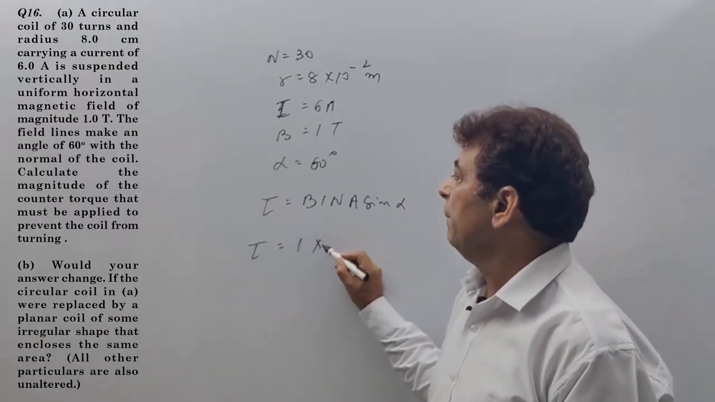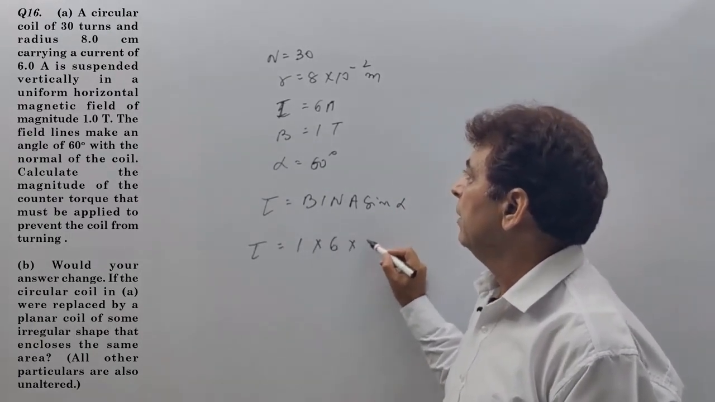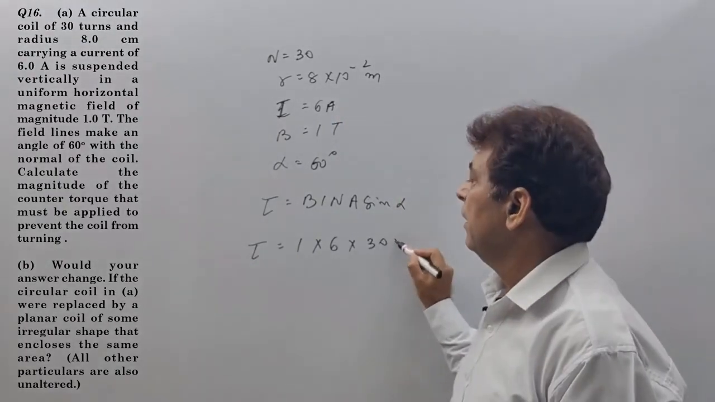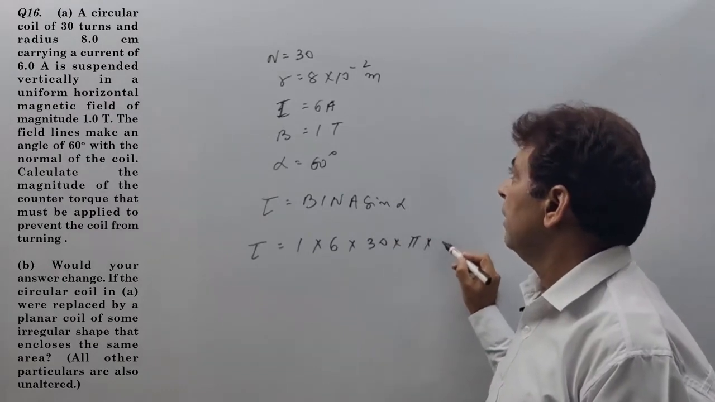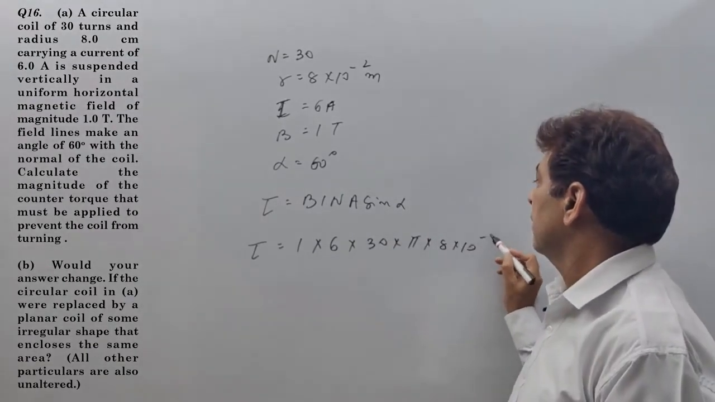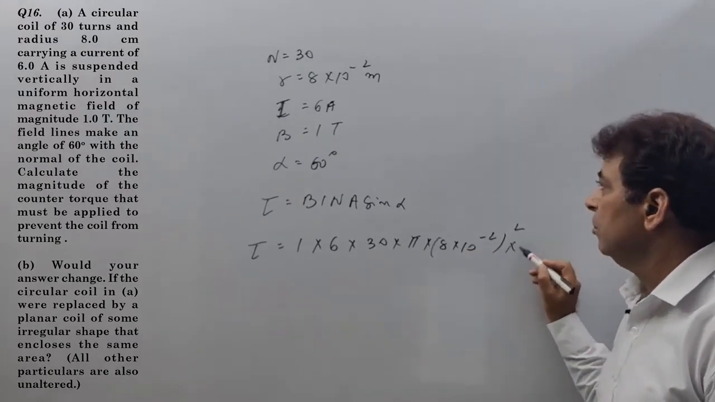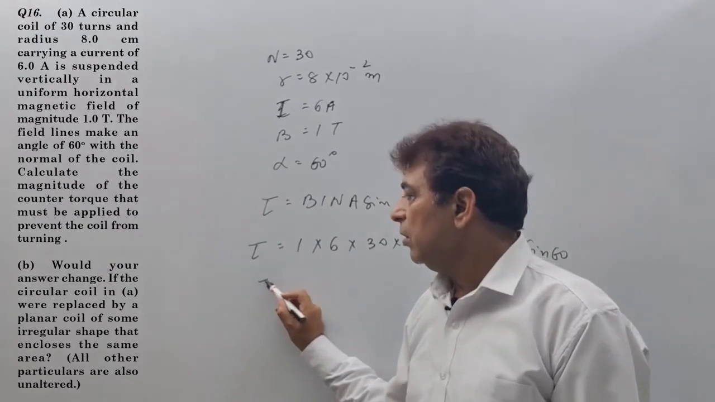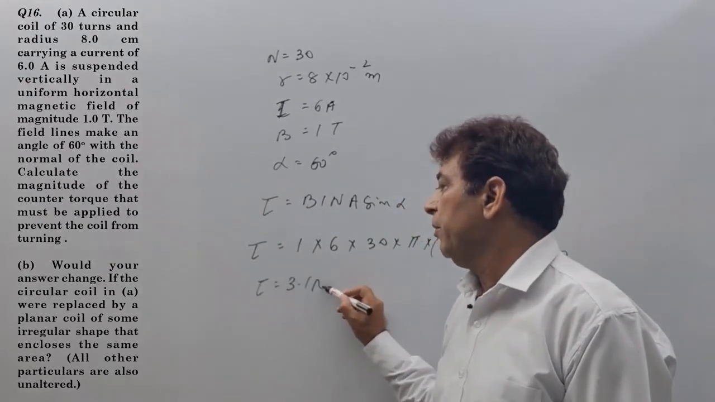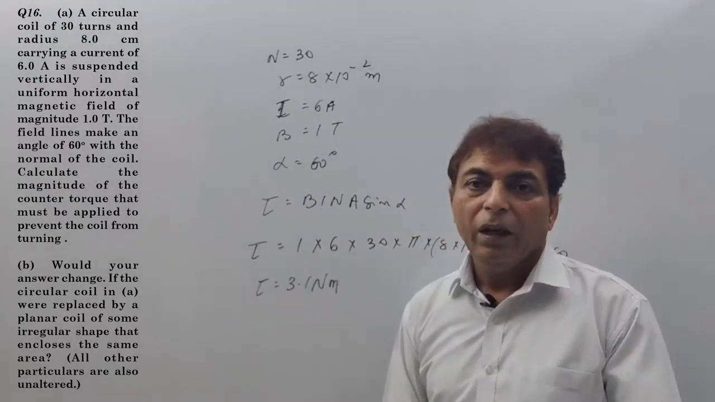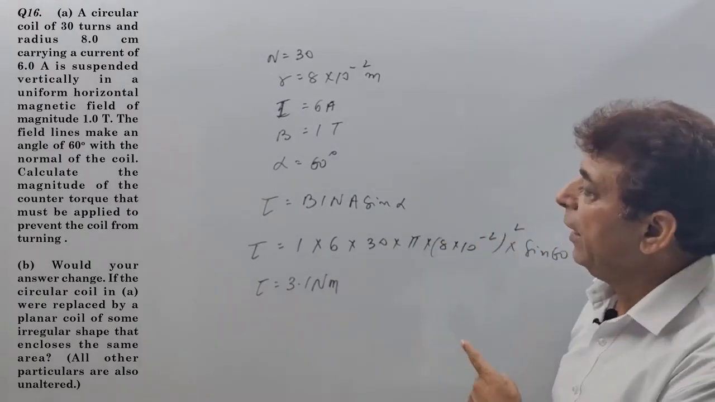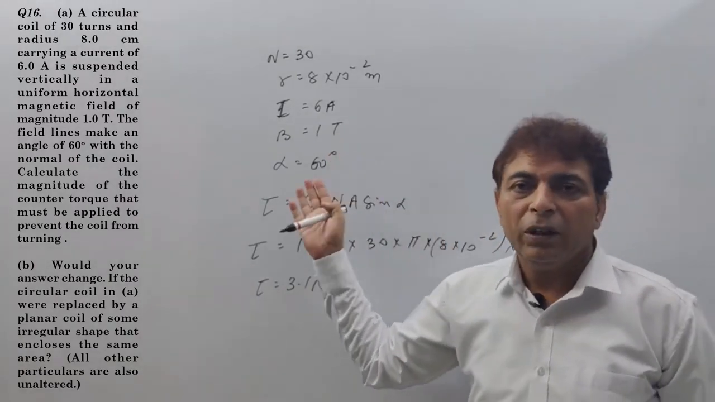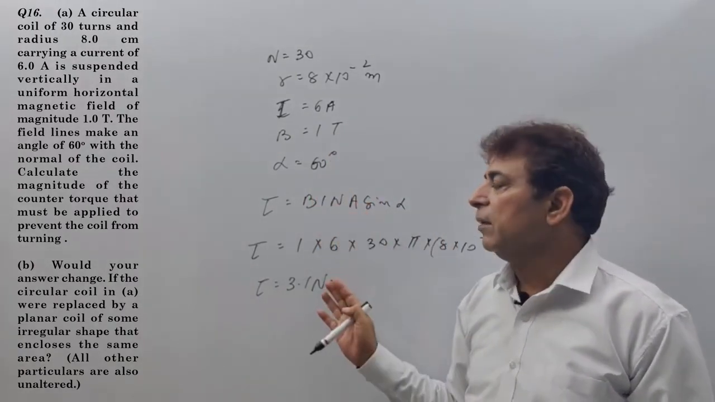B is 1 Tesla, current 6 ampere, number of turns 30, area πr², into sin 60. We will solve this, and the value comes out to be 3.1 Newton meter. This is the torque acting on the coil due to the magnetic field.